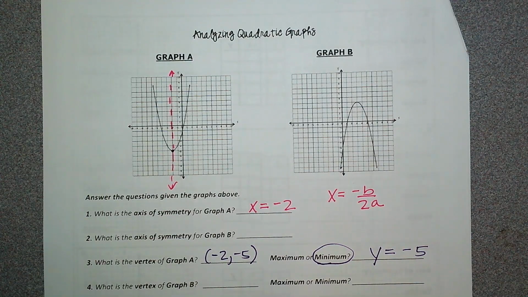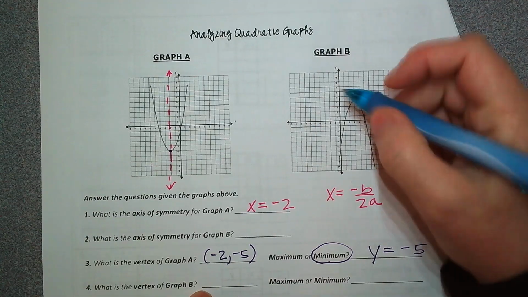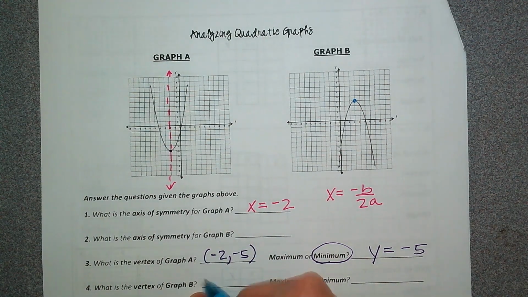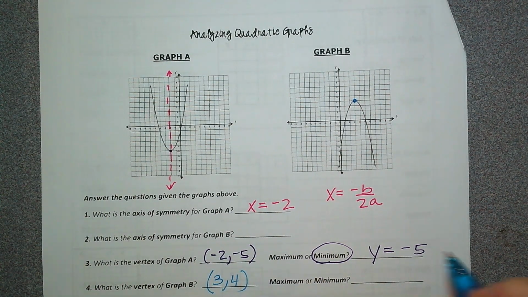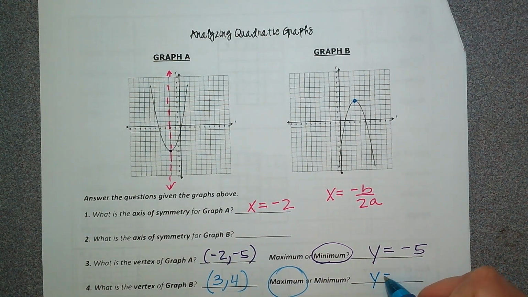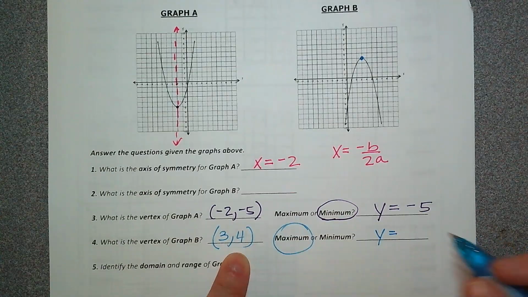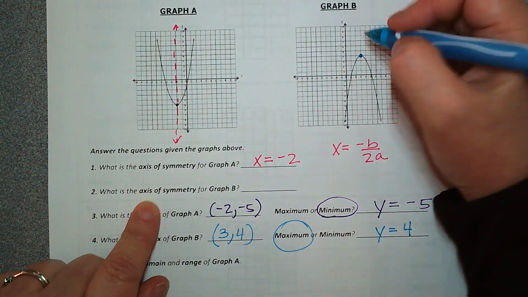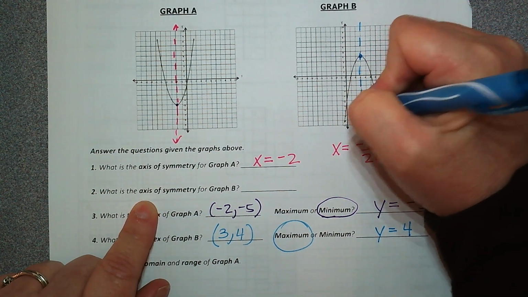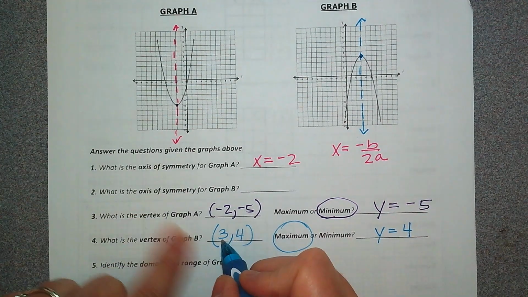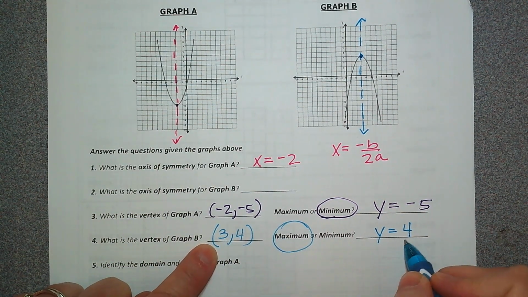All right, so for graph B, what is the axis of symmetry? Well, find the vertex, and then the vertex is at what? 3, 4. Is that a maximum or minimum value? That is your maximum at what point? Y equals 4. And so your axis of symmetry is a line going through the vertex. What is the equation of that line? X equals 3. Yeah, y equals 4, x equals 3.